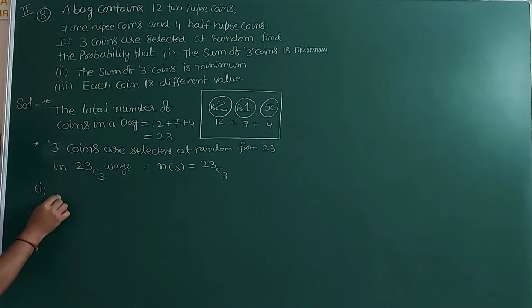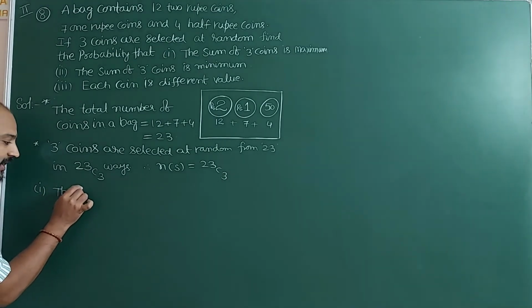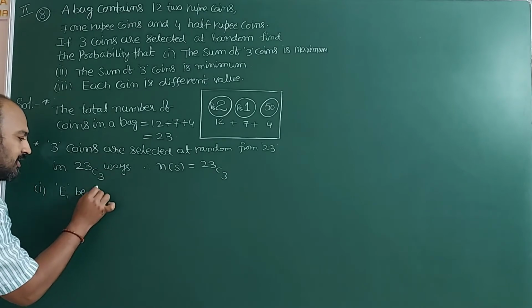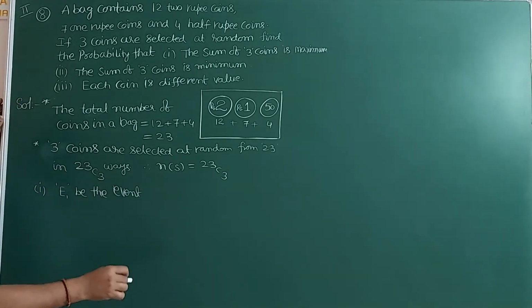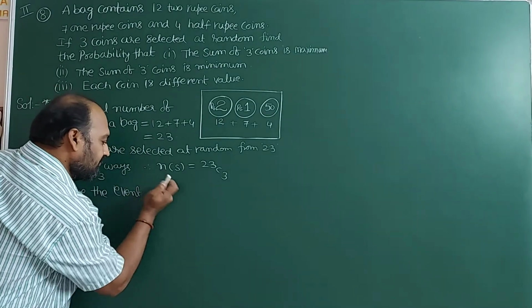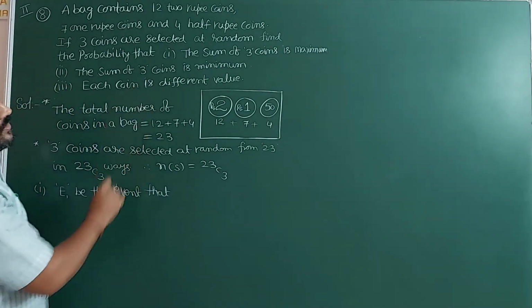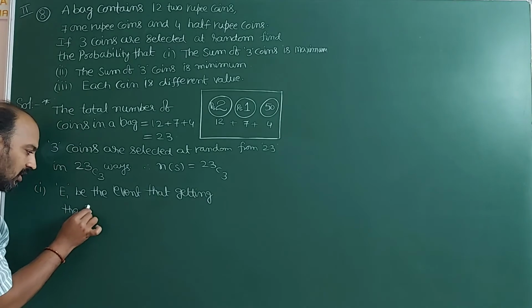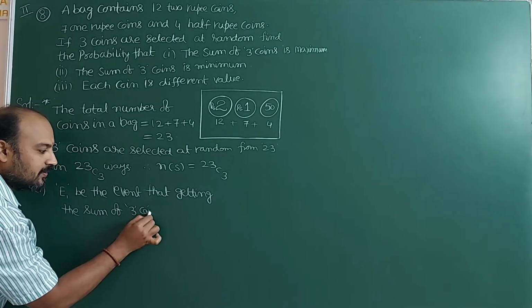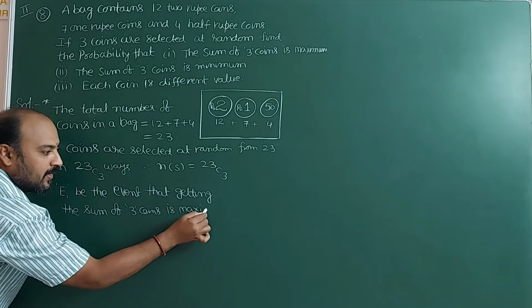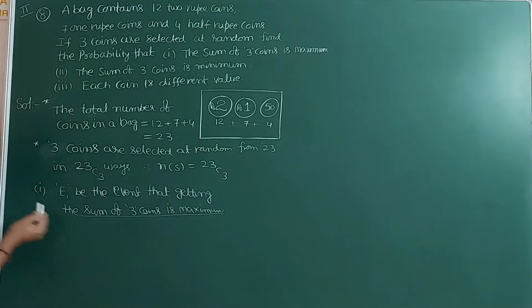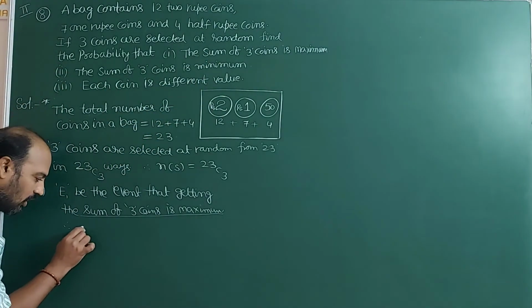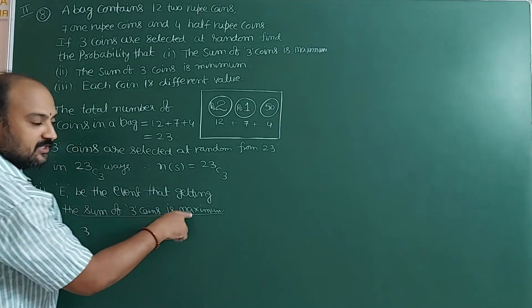So here, the probability of, before that we can write, E1 be the event that getting the sum of 3 coins is maximum. What is maximum here? 2 rupees is the maximum value. So getting the sum of 3 coins is maximum.